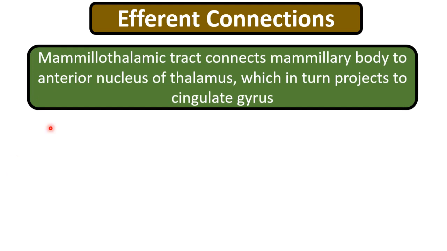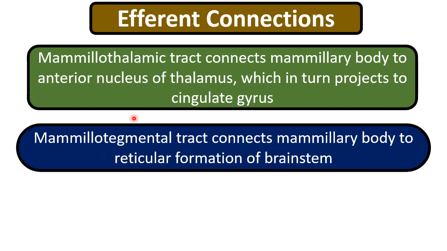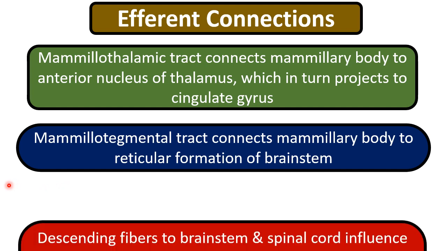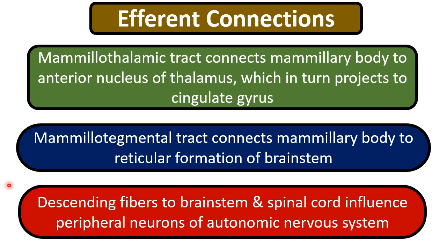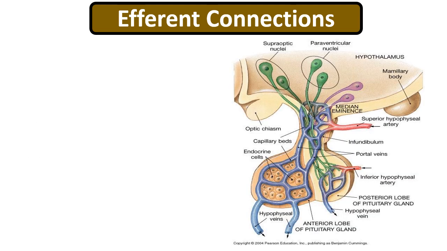First, the mammillothalamic tract connects the mammillary body to the anterior nucleus of the thalamus, which in turn projects into the cingulate gyrus, which is exactly present above the corpus callosum. Then the mammillotegmental tract connects the mammillary bodies to the reticular formation of the brainstem. Then other output is the descending fibers to the brainstem and spinal cord, which influence the peripheral neurons of the autonomic nervous system. So here you can identify the efferent connections.